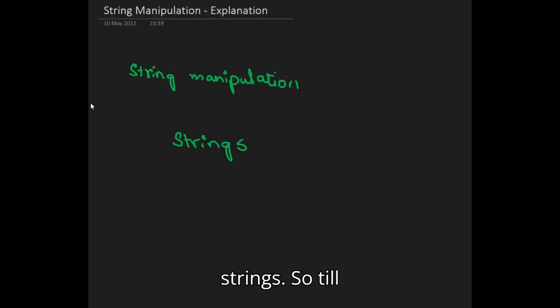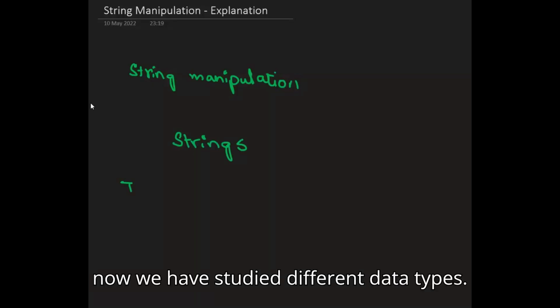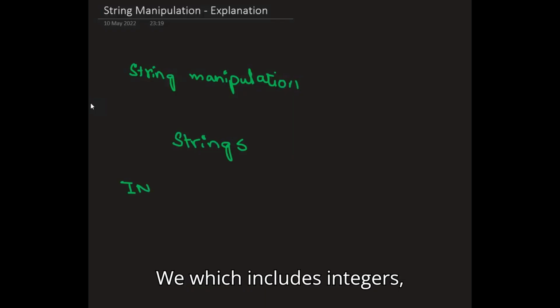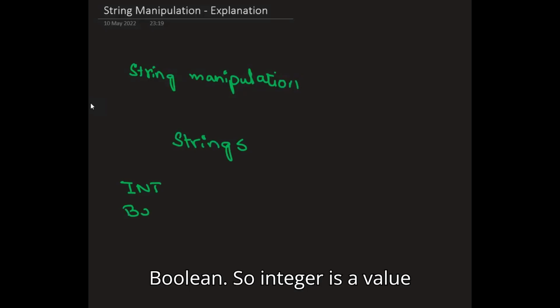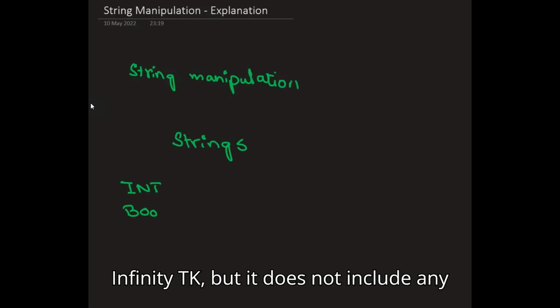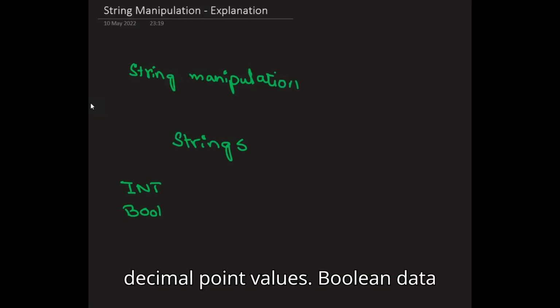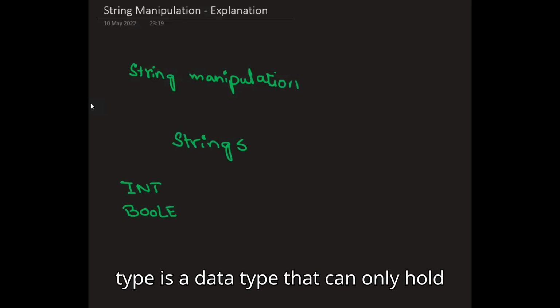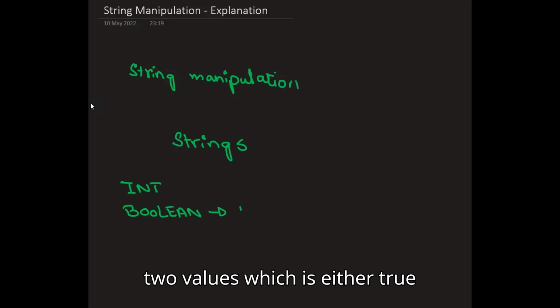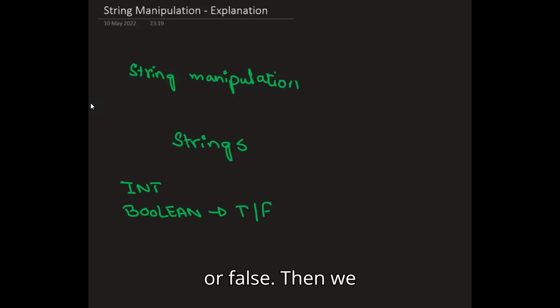So till now we have studied different data types, which include integers and Boolean. An integer is a value that can be between 0 and infinity, but it does not include any decimal point values. Boolean is a data type that can only hold two values, either true or false. Then we have character.